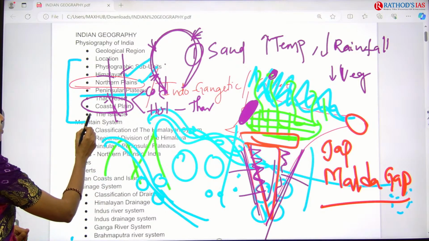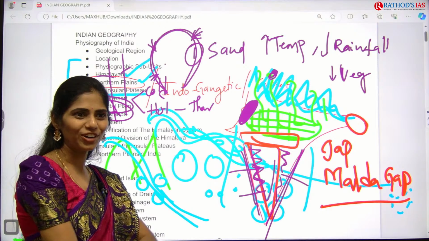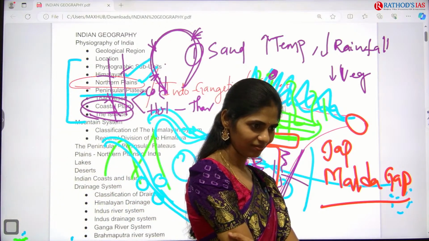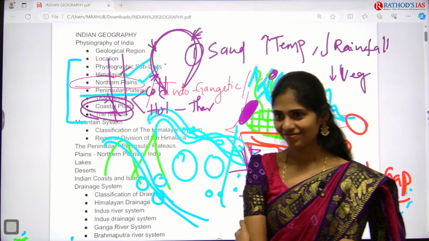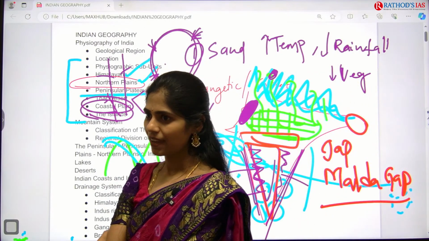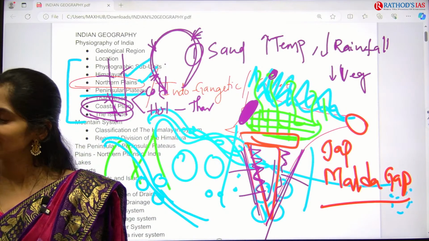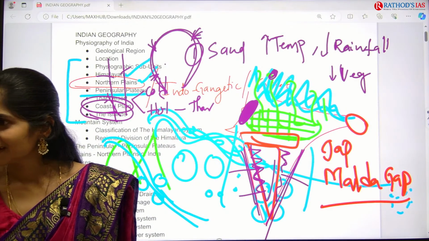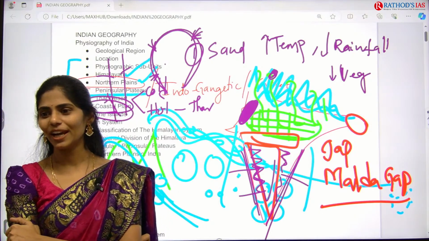And next one is you have to see islands. So tell me about islands of India. So how many are there? Only that much? Please say aloud. Lakshadweep Islands, Andaman and Nicobar. So apart from that, any more islands India is having?